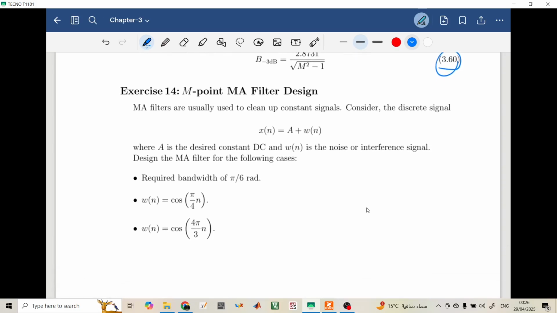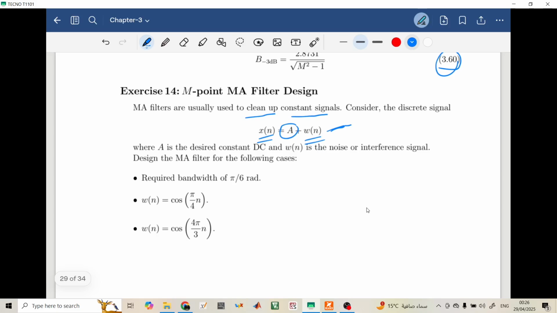Now the moving average filters are usually used to clean up constant values, or let's say low frequency content signals, right? So let's say that we have a sensor signal consisting of a constant value plus some interference or noise, okay? And we want to clean up the signal x of n, meaning that we want to preserve or keep A and somehow mitigate or eliminate w of n, okay?